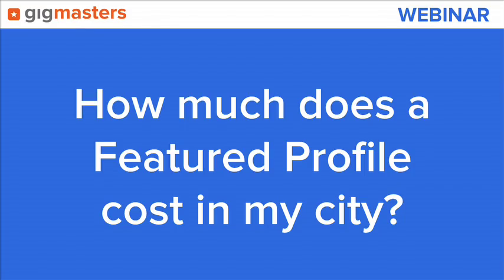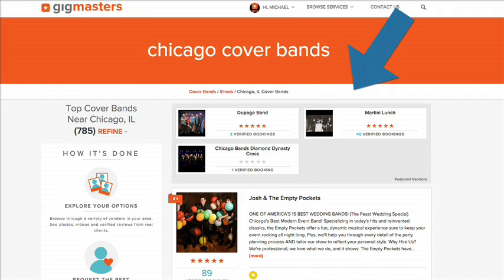So featured profiles are an option that we allow you to opt into. This again is also optional. Featured profiles are an extra listing that appears at the top of the search results page for a given city and state. On this page, you'll see search results for Chicago cover bands, and right now there are 3 featured profiles on this page. Those are indicated in the smaller 3 boxes towards the top of the page. You'll notice that the thumbnail picture is there, any star ratings, and any number of verified bookings.